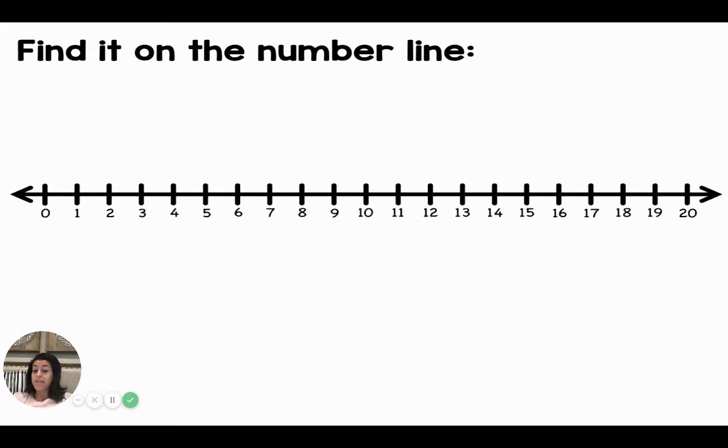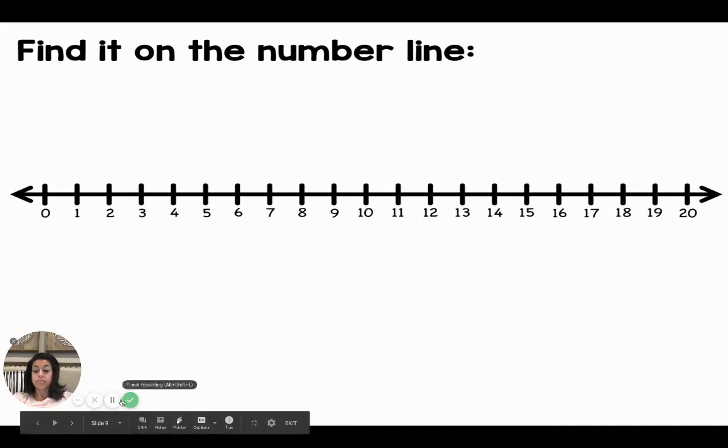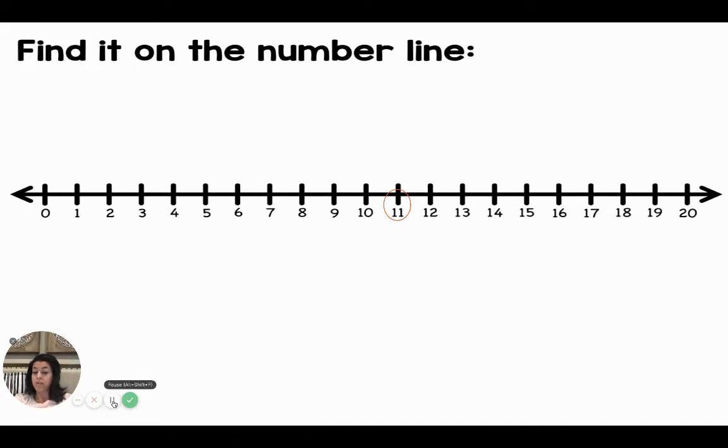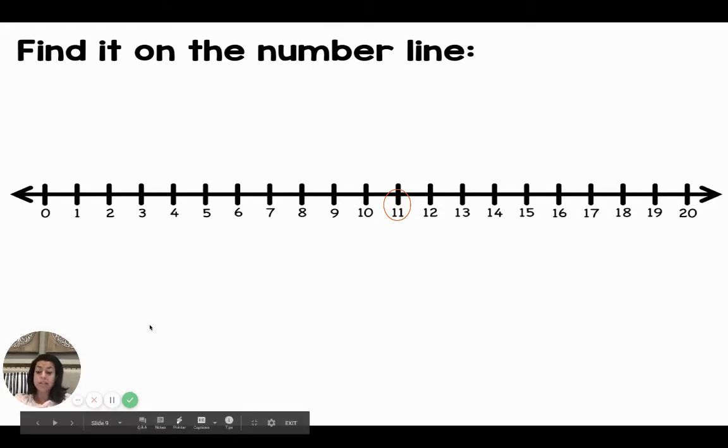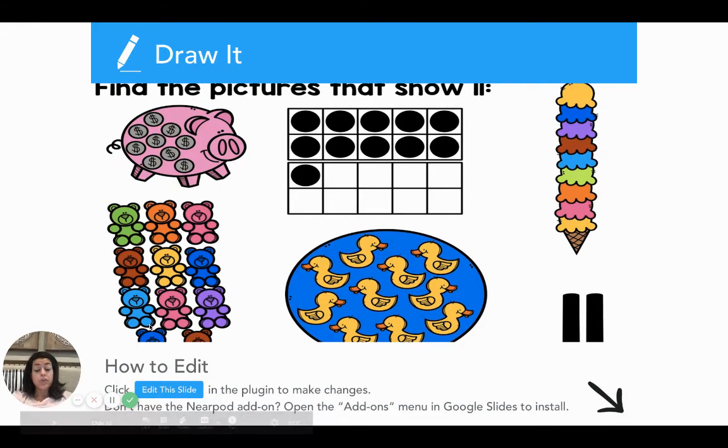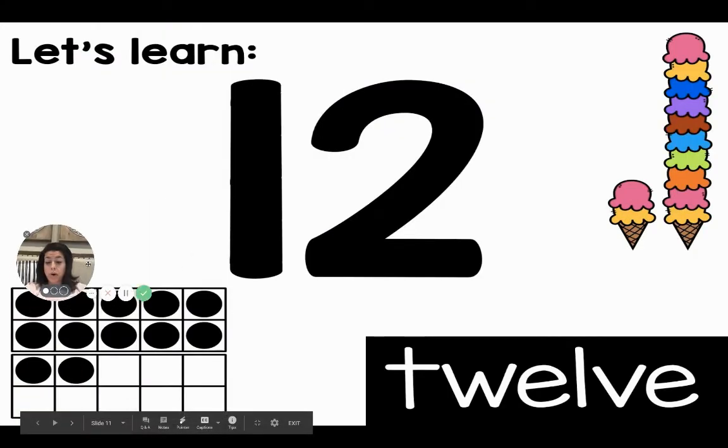The number 11 on the number line. Where would we find the number 11 on the number line? Yep, he is right here. Here is your number 11. What number comes after him? 12. What number comes before him? 10. That's the number 11. I want you to find all of the pictures and draw a circle around all the pictures that show us 11.